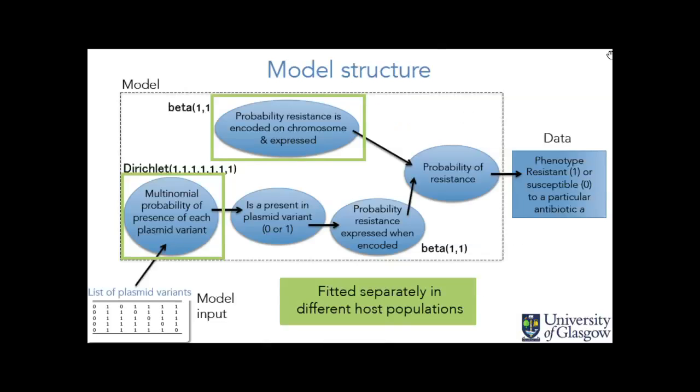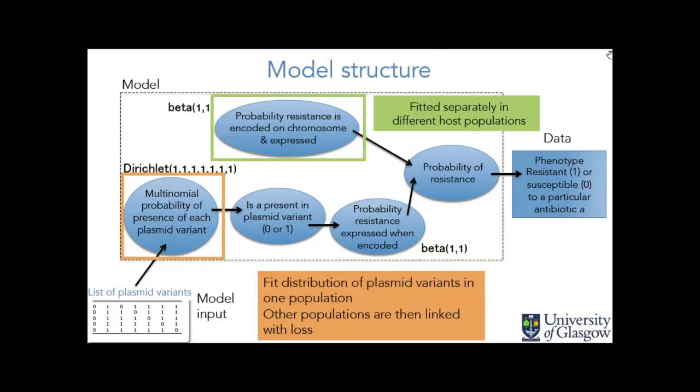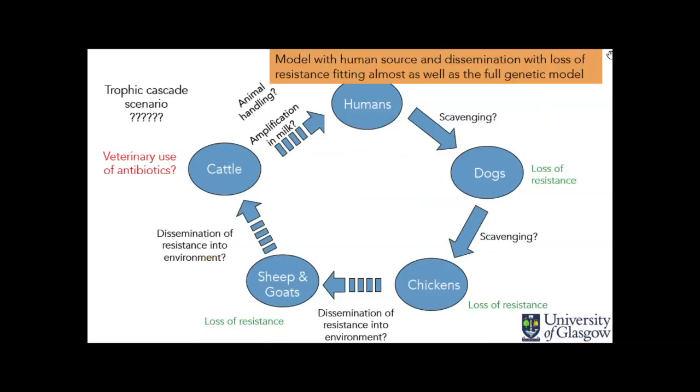To investigate further, I've adapted the model. Instead of fitting the chromosomal and plasmid resistances independently in each host population, we fit the distribution of plasmid variants in just a single population, and then have the distribution in the other species derived from this with a process of loss. When we do this, we find that the model with the human source and dissemination from that outperforms models with any of the other species as a source, but perhaps more importantly, is also almost as representative as the full genetic model, where the distributions are fitted in each separate population, which indicates that it may not be unreasonable to consider that all of our species are linked.